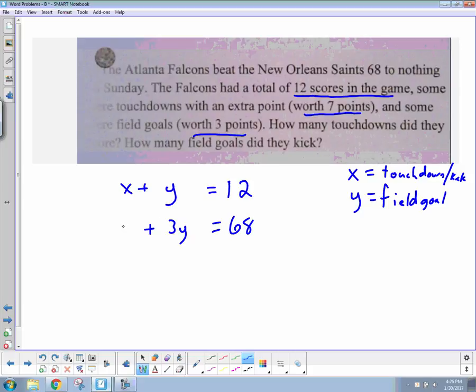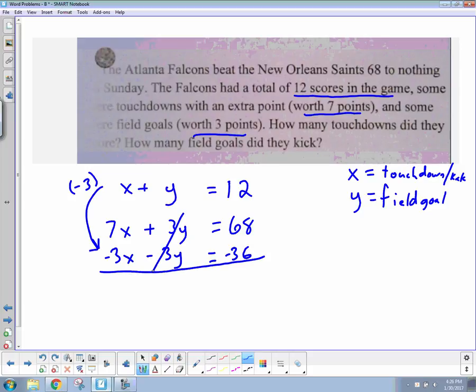Again, I'm picking the smaller one, so -3 for the top. Bring it down. So -3x minus 3y equals -36. Y's cancel. We get 4x. 7 minus 3 is 4. 68 minus 36 is 32. Divide that by 4. And we get 8. X was touchdown, so they have 8 touchdowns.